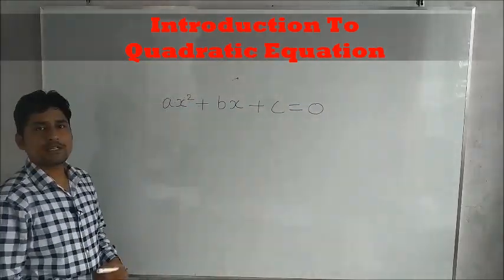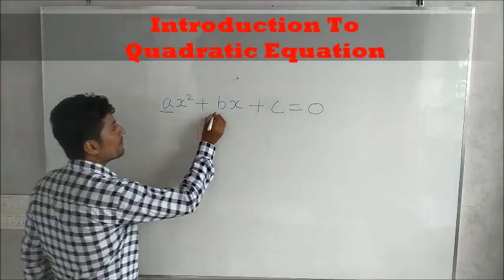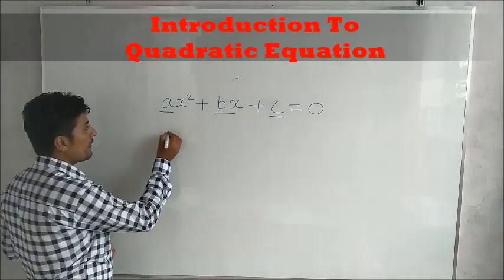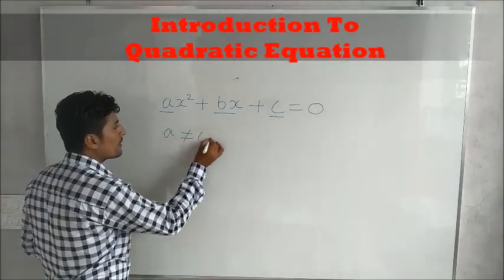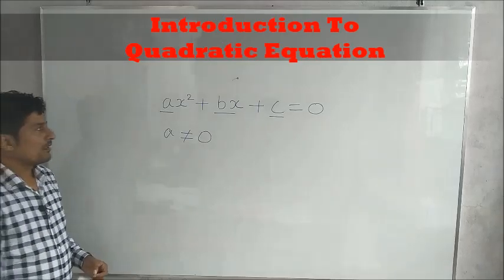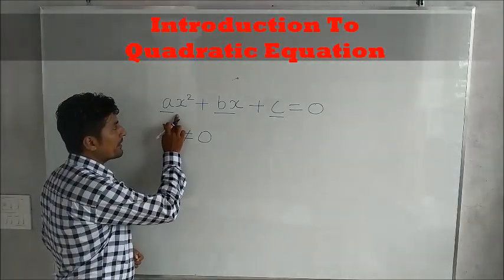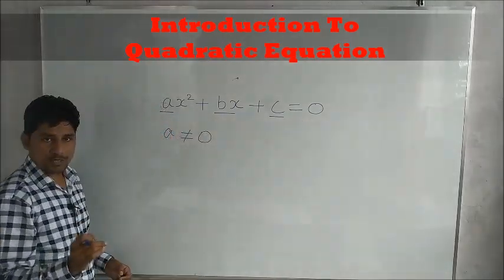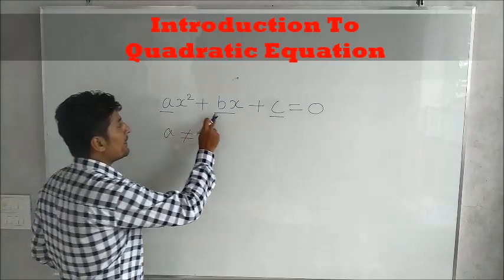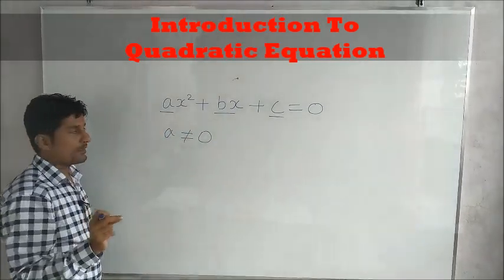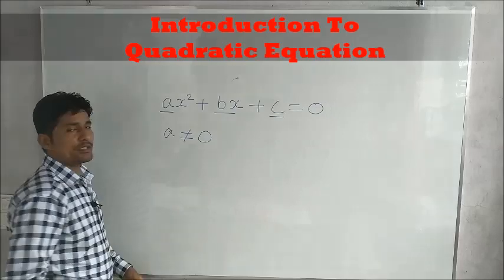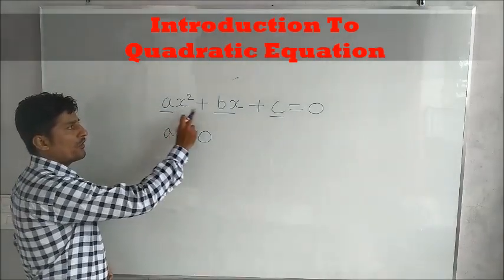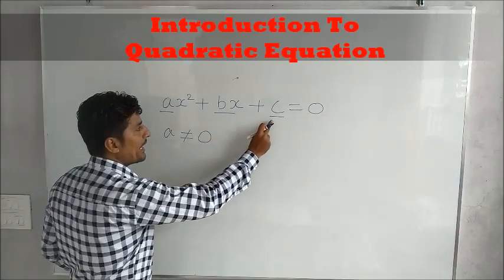The equation which can be represented in the form of ax square plus bx plus c equals to 0 is termed as quadratic equation, where a, b and c are the real numbers and the value of a is not equals to 0. A is the coefficient of x square, while b is the coefficient of x and c is the constant term here.